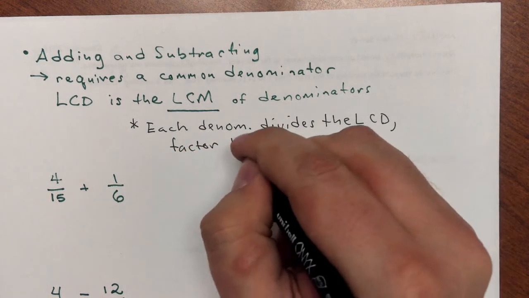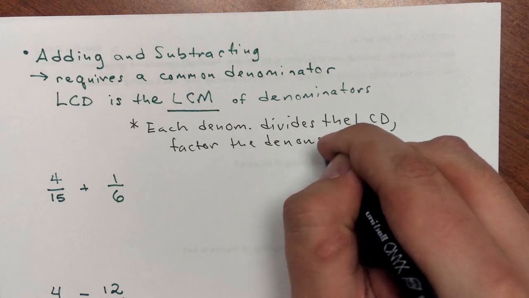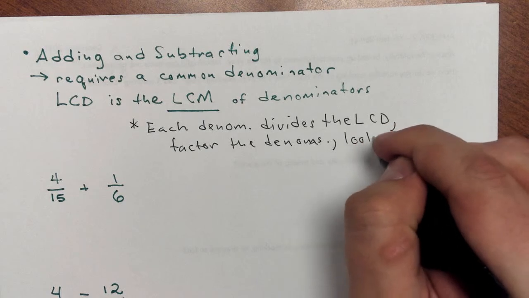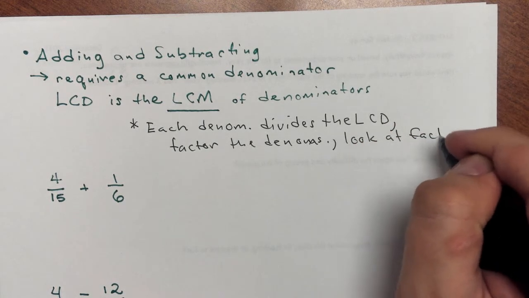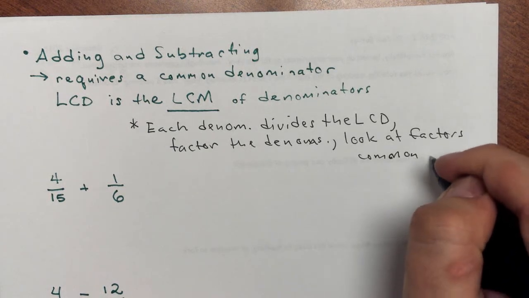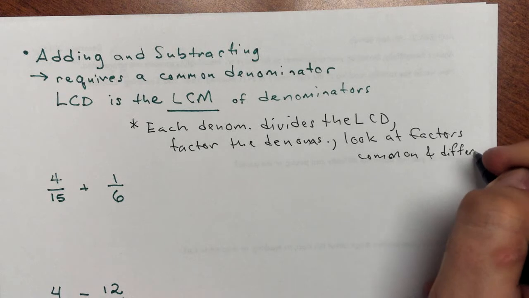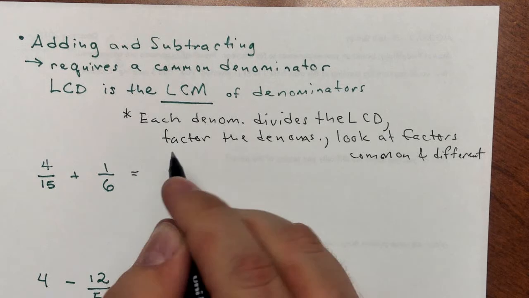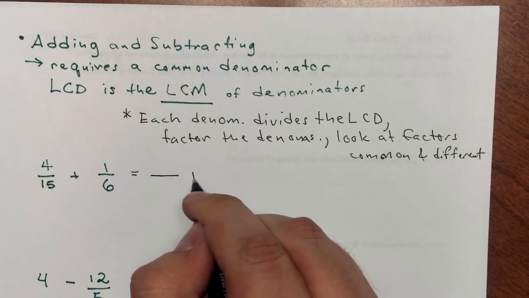Well, what you really need to do is factor the denominators and look at factors that are common and different. Apologize for my handwriting there. So, when I'm looking at 4/15 and 1/6, of course, most of you could easily look at this and say 15 and 6 both divide 30. But we want a systematic approach for when I can't just pull the number out of thin air.